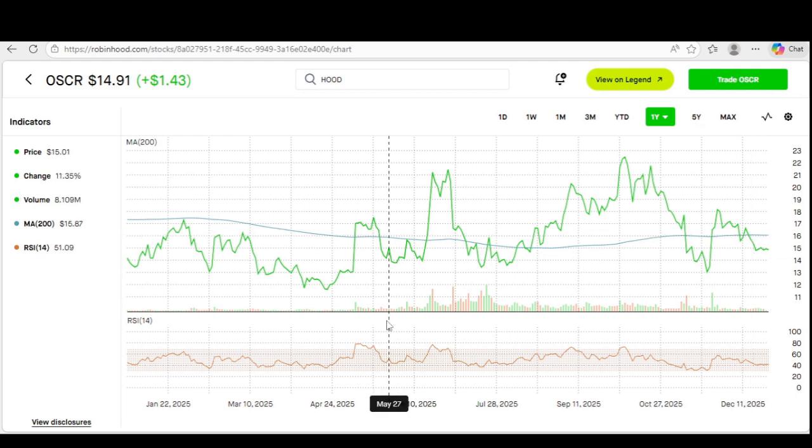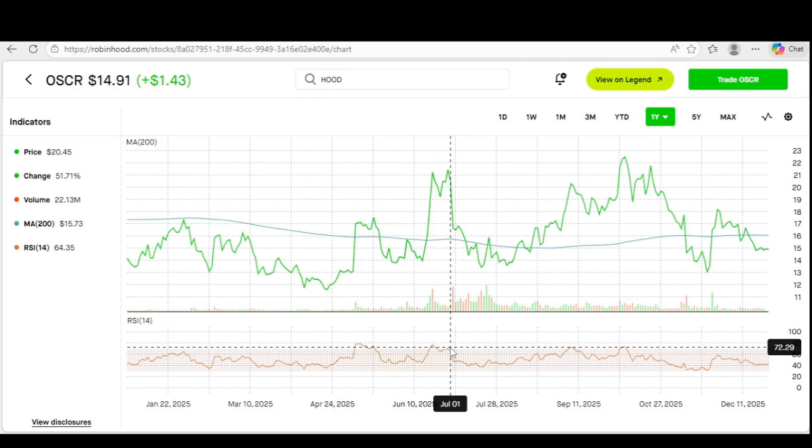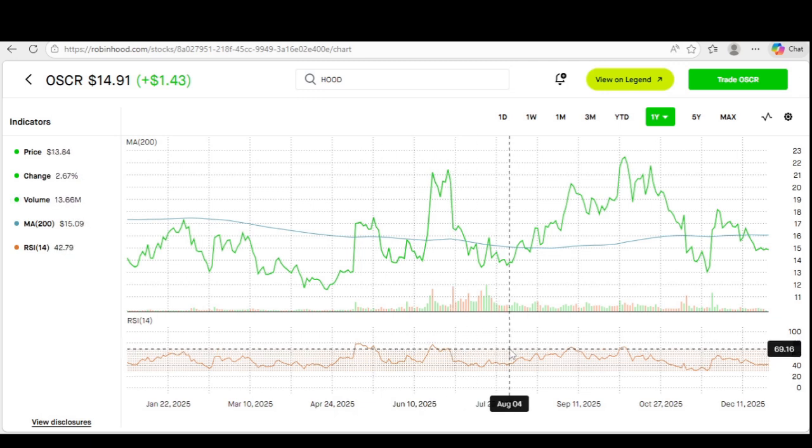So the second one I use is going to be your RSI. You could see down here, RSI. Now, RSI stands for Relative Strength Index. The RSI is known as a momentum indicator. So the RSI actually tells us if the stock or the share price is overbought or oversold.